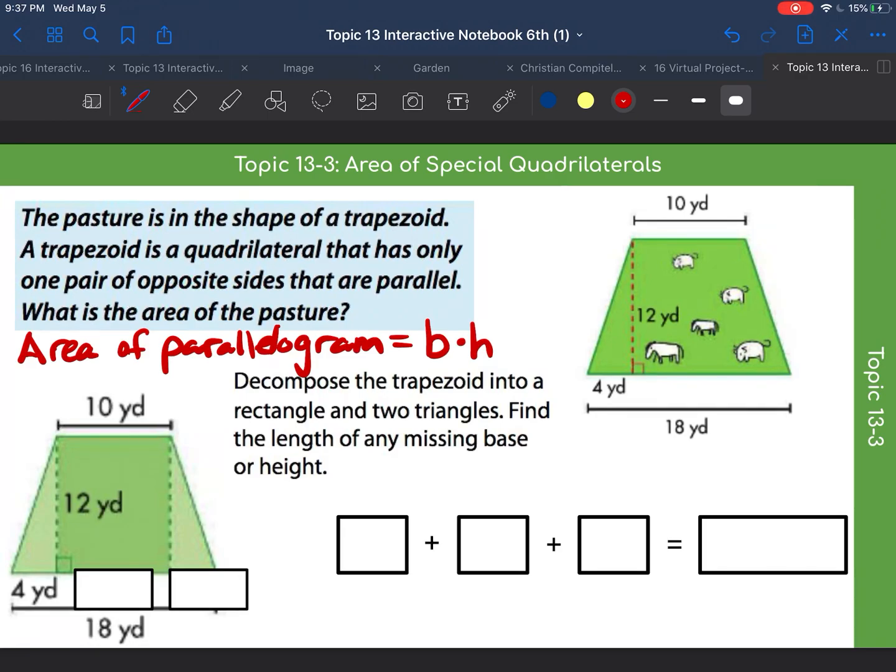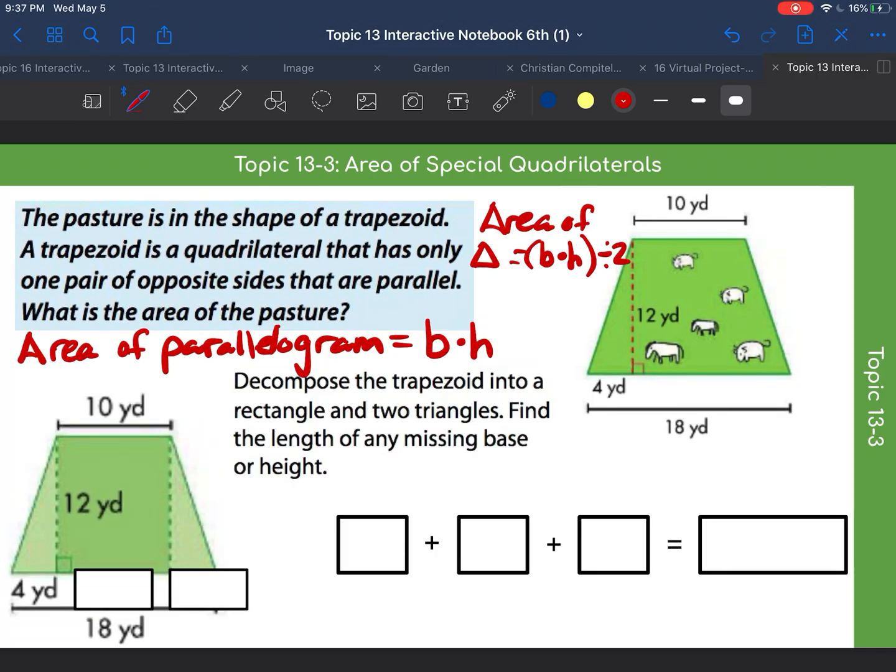Now, the area of a triangle equals the base times the height. But then what do you have to do with the base and the height to find the area of a triangle? You have to divide by 2. So keep in mind those two formulas. We're going to use those two formulas now to find the area of a bigger quadrilateral that we don't know the formula for. So let's look at this problem.